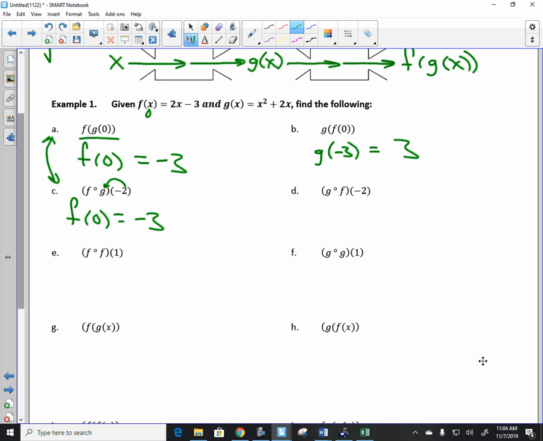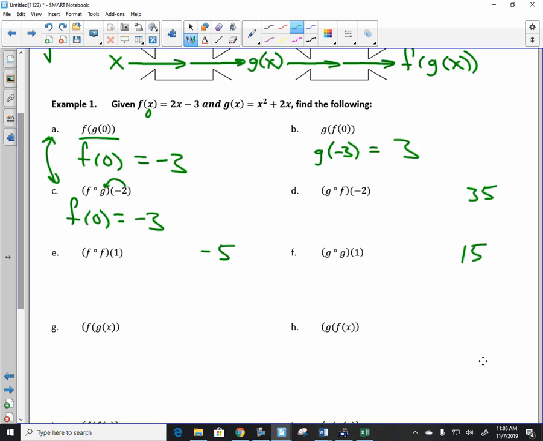Okay, for letter D, what did you get? Did you get 35? How about for letter E? -5. And for F? Is there one that people need to look at, or are you feeling okay?